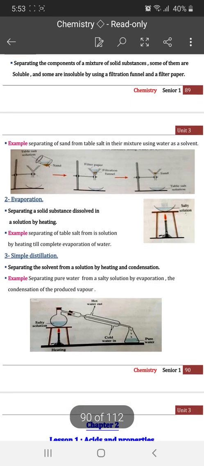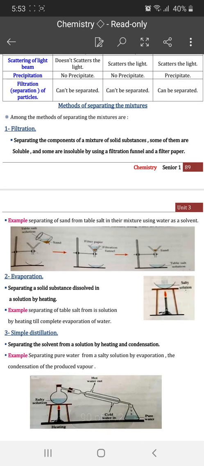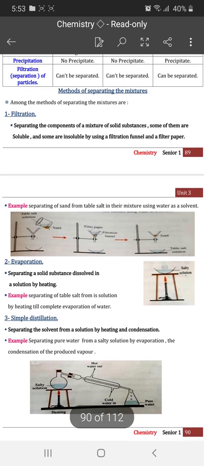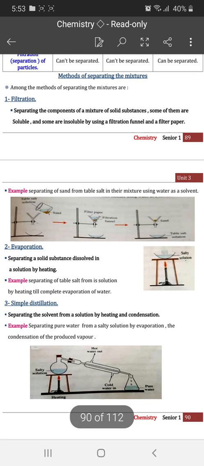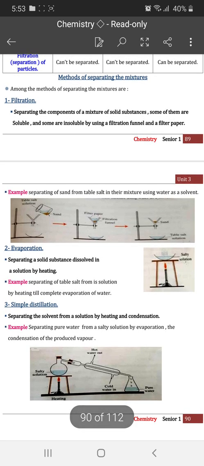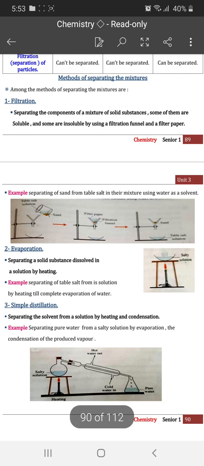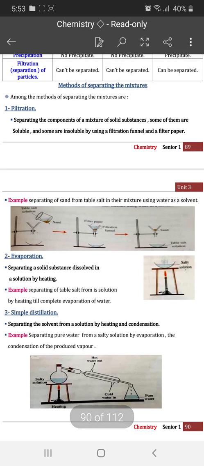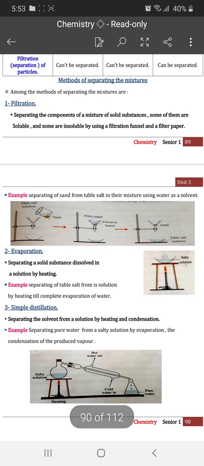We can separate the mixture by many ways. Among the methods to separate the mixture: filtration. We can separate by filtration the components of a mixture of solid substances, some of which are soluble and some insoluble, using a filtration funnel and filter paper. For example, separation of sand from table salt in their mixture using water as a solvent.